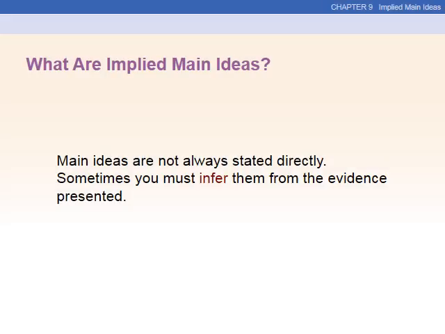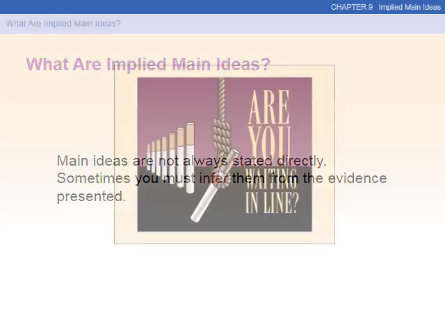So what are implied main ideas? Well, main ideas aren't always stated. Sometimes you have to infer them from the evidence. And what we mean by infer is that we have to make a guess or we have to make a conclusion. The guess or the conclusion we make is not just random. We're using the information that we do have to make a guess. So let's take a look at a couple of examples.